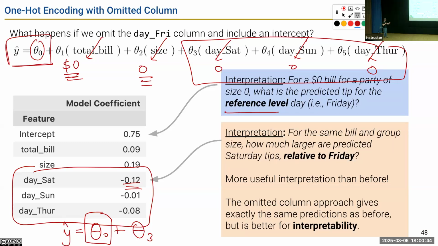We don't get any prediction benefit. Make sense? So if you don't care about interpretability and you just want to make your model predict as well as possible, you don't have to worry about this. But this is why, in general, it's good to include an intercept. You get this nice interpretability benefit.